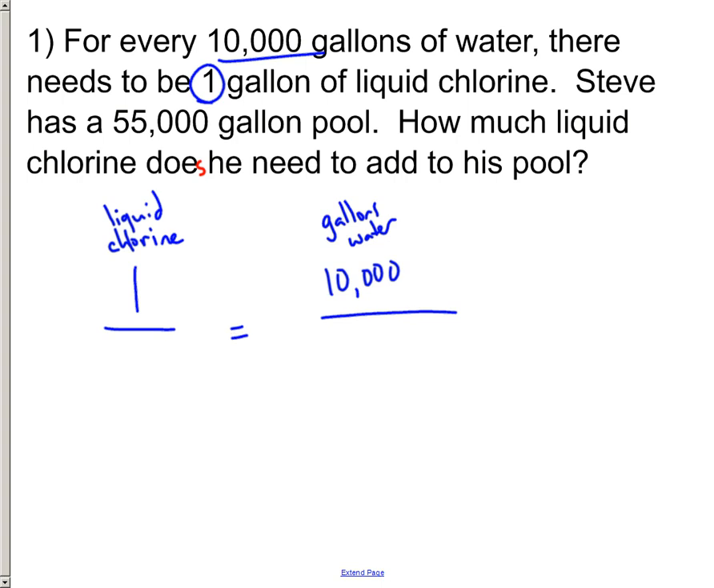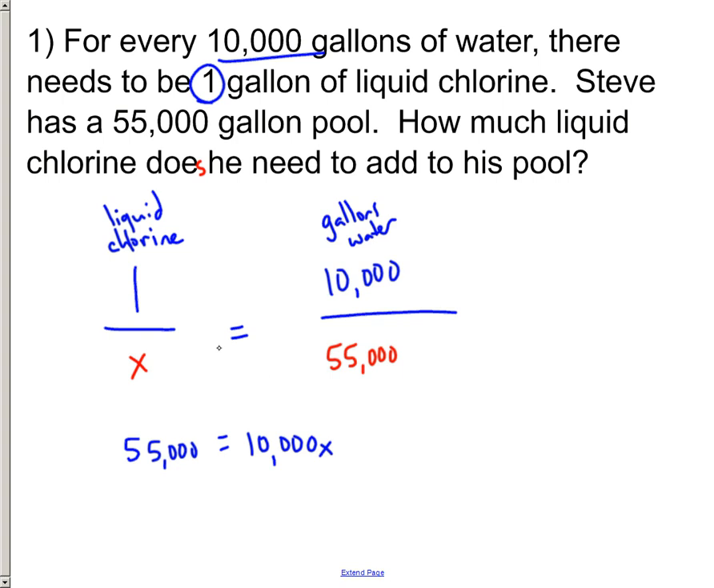So now we need to put in our second ratio. What's given and what's not. Steve has a 55,000 gallon pool. So 55,000 gallons goes here. And how much liquid chlorine do I need? I don't know. But now we have a proportion. This ratio will be equal to this ratio. And so 1 times 55,000 is 55,000, and x times 10,000 is 10,000x.